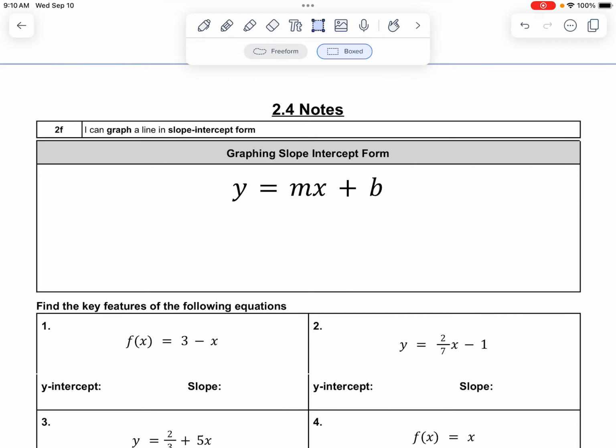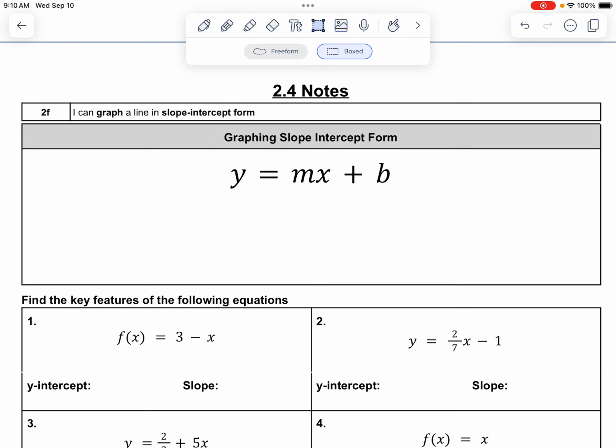Hi everybody! In this video, we're going to be going through the notes for lesson 2.4. And in this lesson, we are going to learn how to graph lines. Now that we know what a slope is, we're going to be using our slope to make the graph of a line. And today we're going to focus on a specific style of equation that is called slope-intercept form.